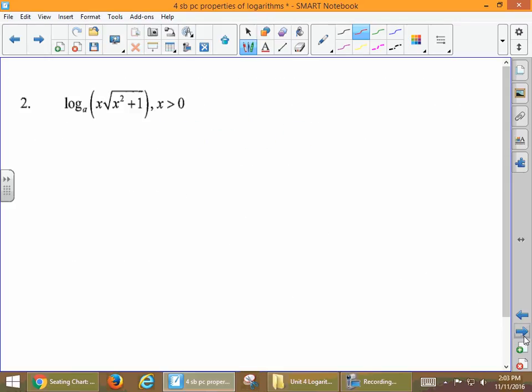So when we start this problem, it's going to be log base a of x plus log base a of the square root of x squared plus 1. But that's not it. That's a good start on the problem. We need to keep going on this one, because we can do something with the square root.